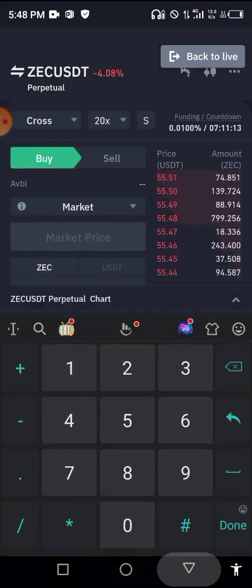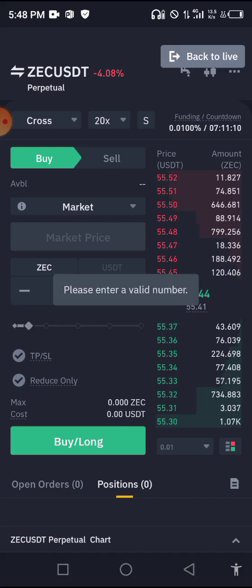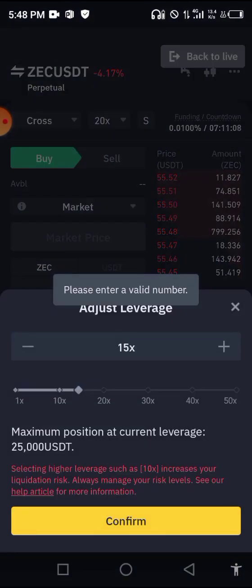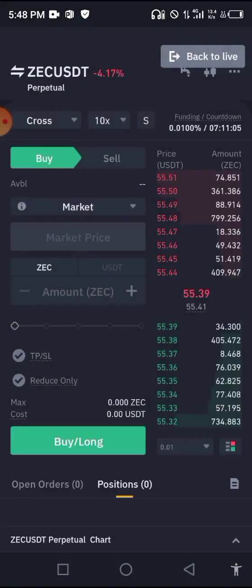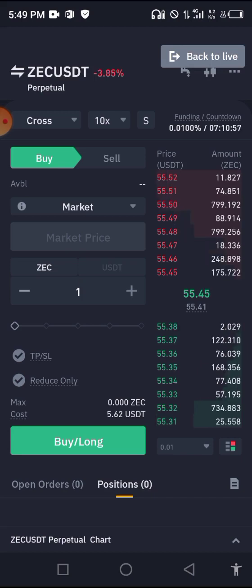So let's just press 1 and see. Okay, I'm on 20x leverage. Let me change it to 10. So when I change it to 10, if I want to buy one ZEC now, I'll be using about 5 something. Can you see? I'll be using 5.61. The formula to control position sizing in futures trading is your current market price divided by your leverage, and for my leverage I'm using 10x.